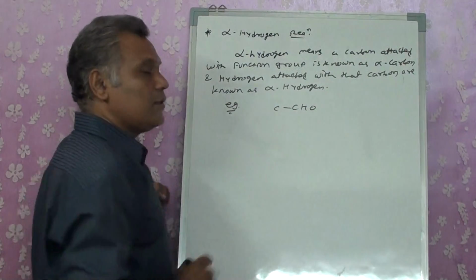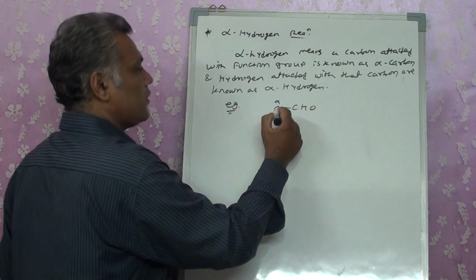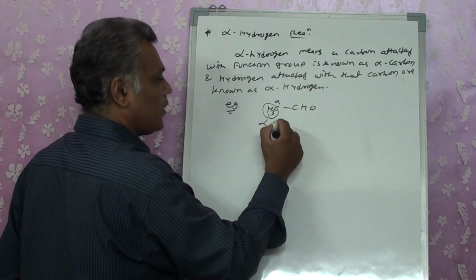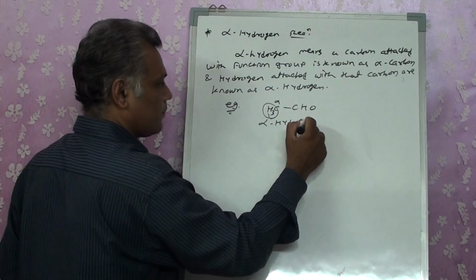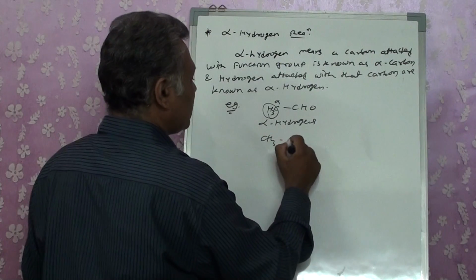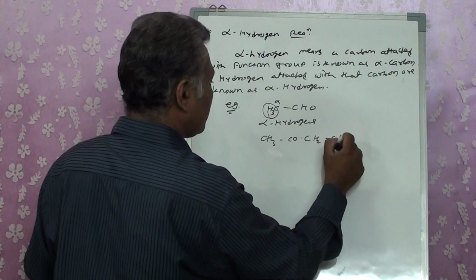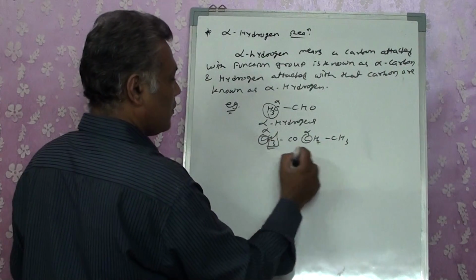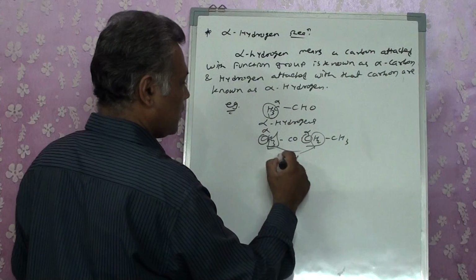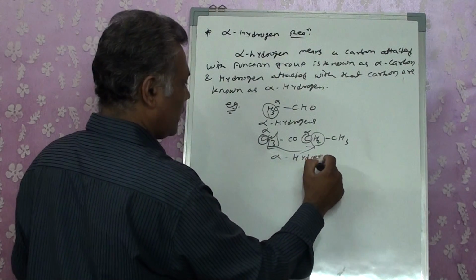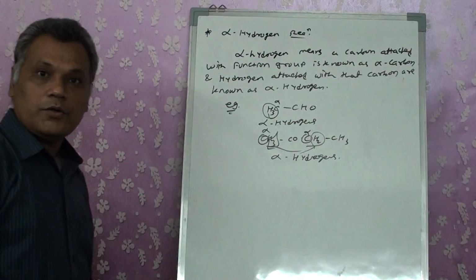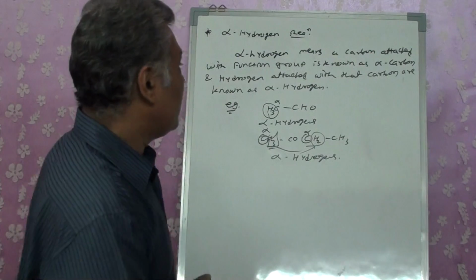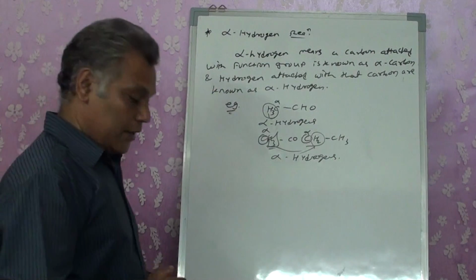Example, if we have CHO, the functional group is present. That functional group contains carbon. This carbon is known as the alpha carbon. And if it is CH3, then these three hydrogens are known as alpha hydrogens. In the case of CH3COCH2CH3, both of these are alpha carbons and these are known as alpha hydrogens. Right? So we will see how they are going to react with aldehydes and ketones.